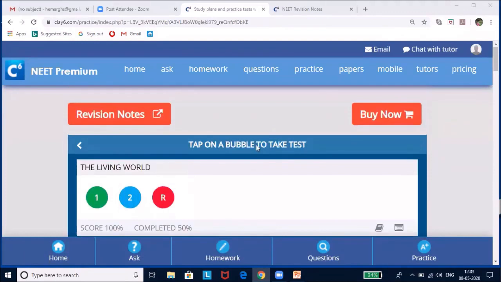Now, I hope you got the framework of how NEET biology would be. Here you see revision notes. If you click this, it will take you to the revision notes. These revision notes are prepared keeping in mind what is most important from the NCERT point of view, so that you will be able to get good marks. And if you click this bubble, it will open in a PDF.